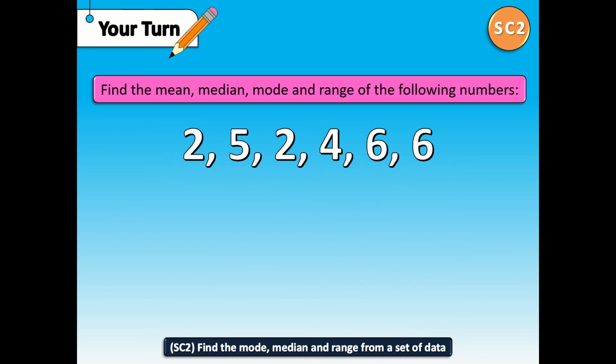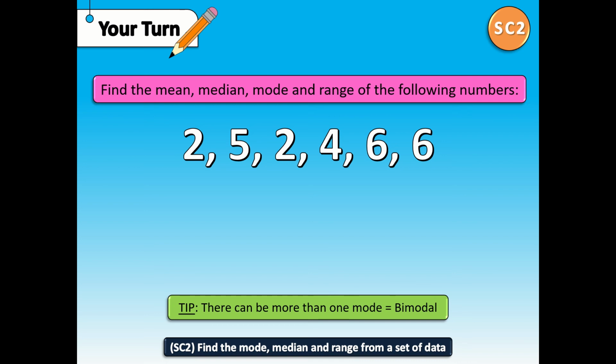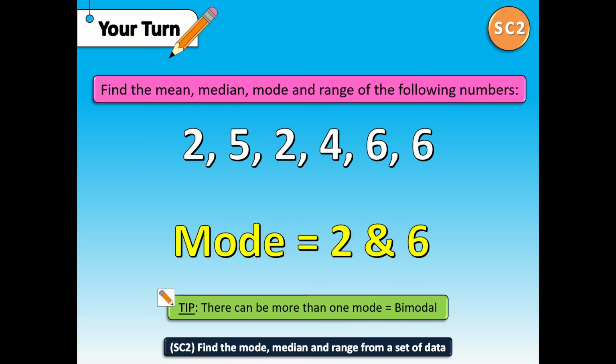Here's a question for you to have a go at. Pause the video, and when you're ready to see what you should have done, press play. So we want to find the mean, median, mode and range of these numbers. So the mode is the one that appears more than any other. So the mode here is 2 and 6, because they both appear twice.